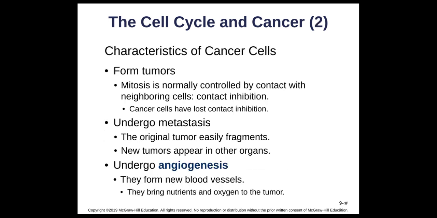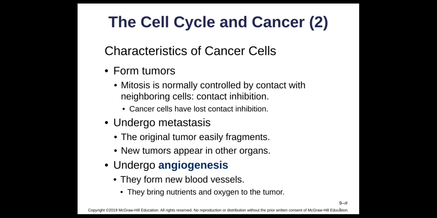In order to form tumors, they'll have to grow on top of each other. Cells don't really like that. So mitosis is normally controlled by contact with neighboring cells, or something called contact inhibition. If a cell touches another cell, it's like, cool, I can stop now. I've reached the point I need to get to. But cancer cells don't have that, and they'll grow on top of each other.